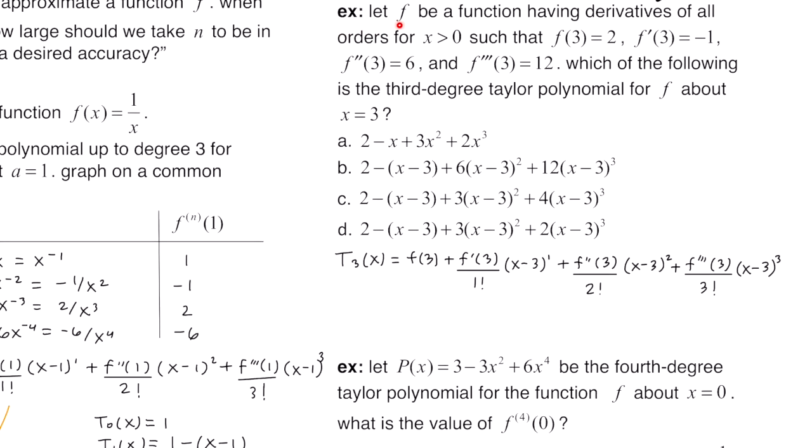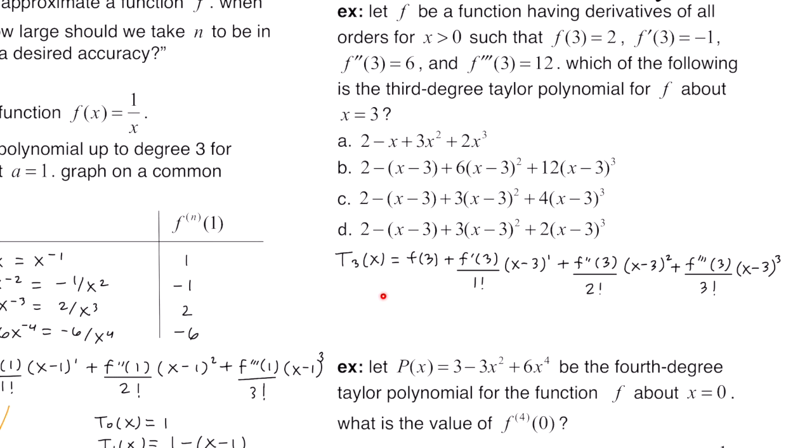This example says, let f be a function having derivatives of all orders for x greater than 0, such that f of 3 is 2, f prime of 3 is -1, f double prime of 3 is 6, and the third derivative of f of 3 is 12. Which of the following is the third degree Taylor polynomial for f about x equals 3?